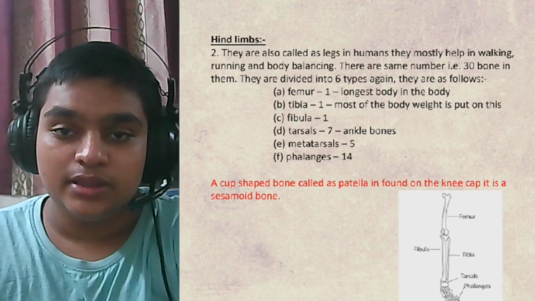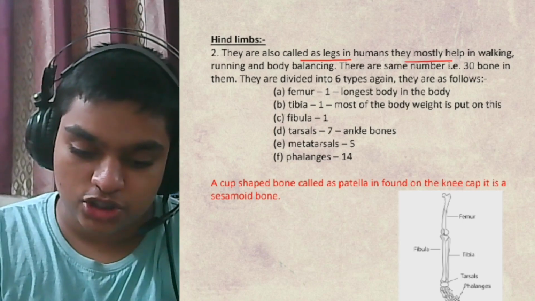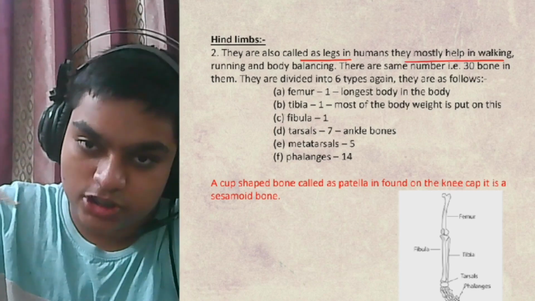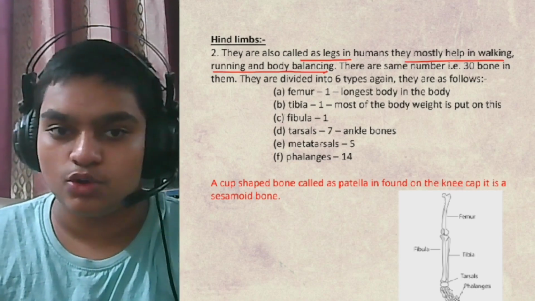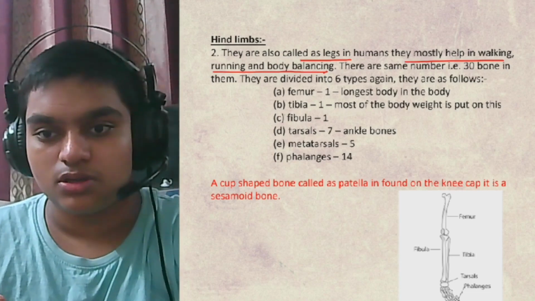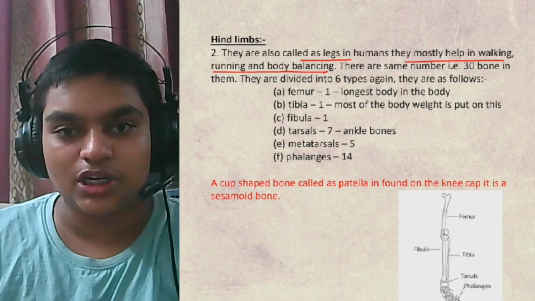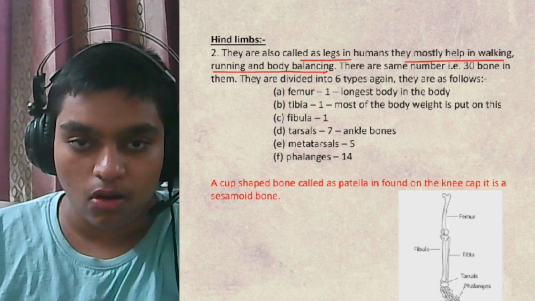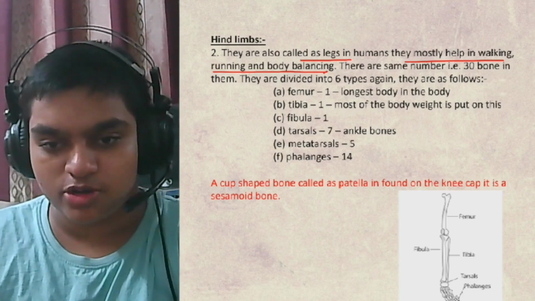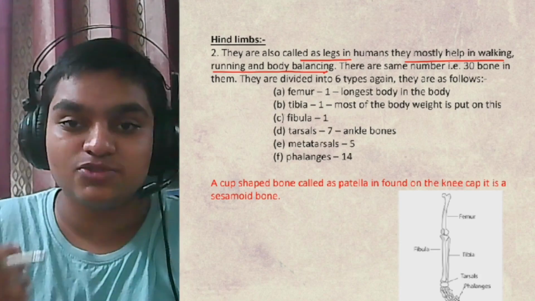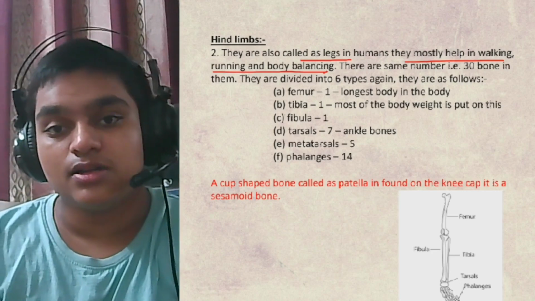Hind limbs are also called legs in humans. They are mostly used in running, walking, body balancing, etc. Locomotion: usually forelimbs are used in locomotion in certain animals like dogs and cats, but we humans use hind limbs for locomotion. That's what I am trying to convey in these lines.